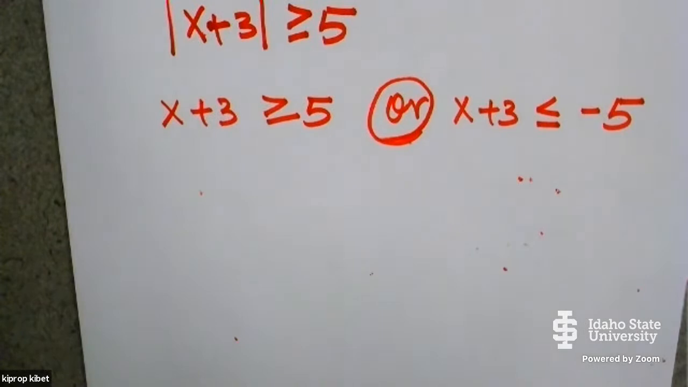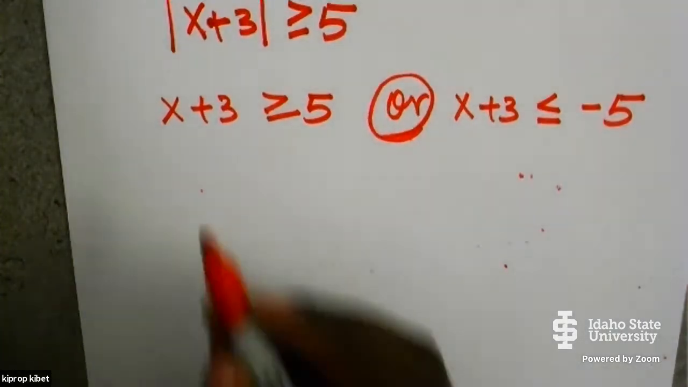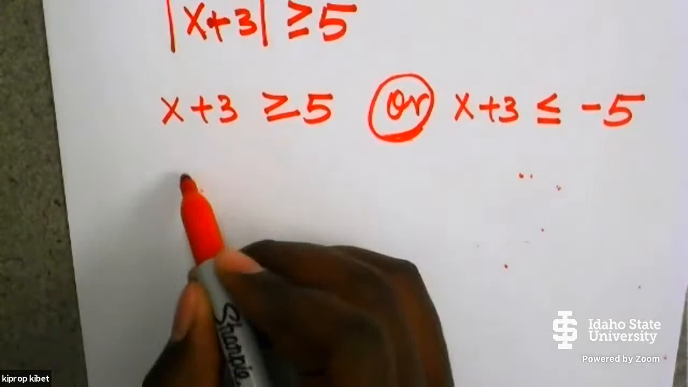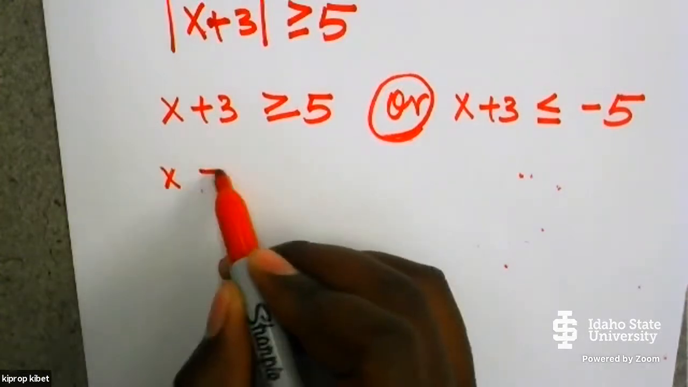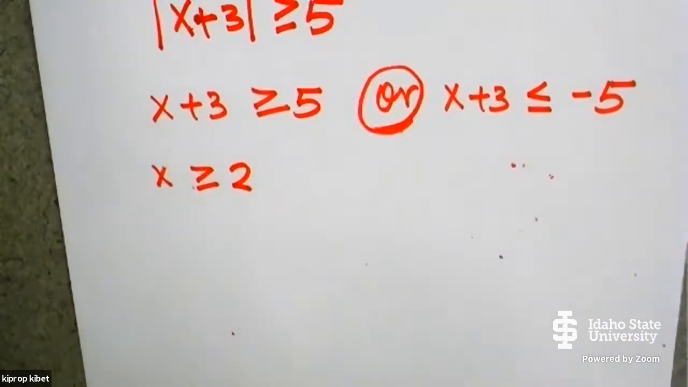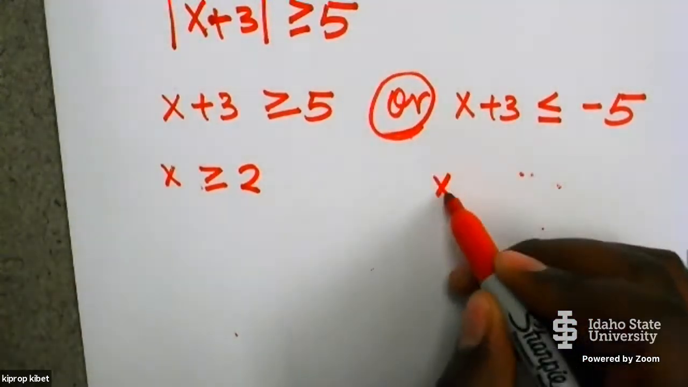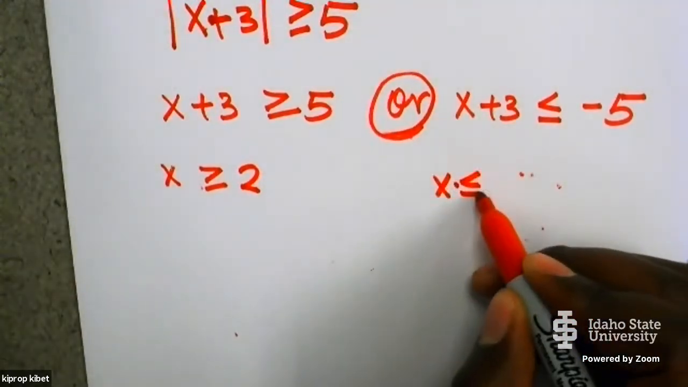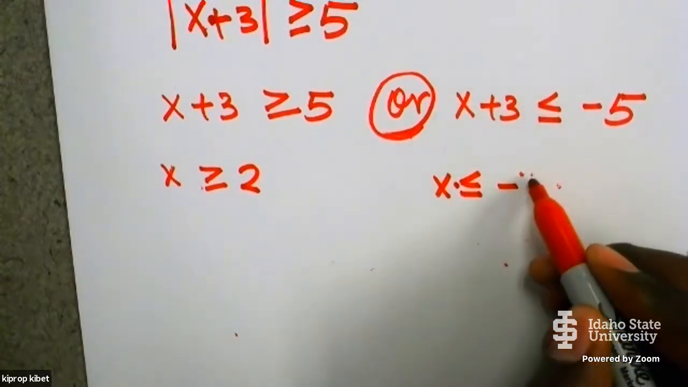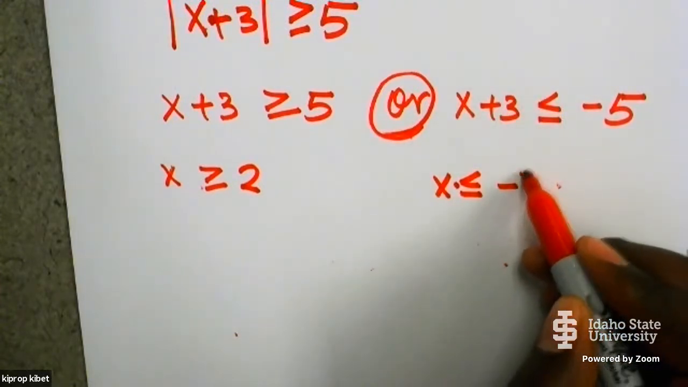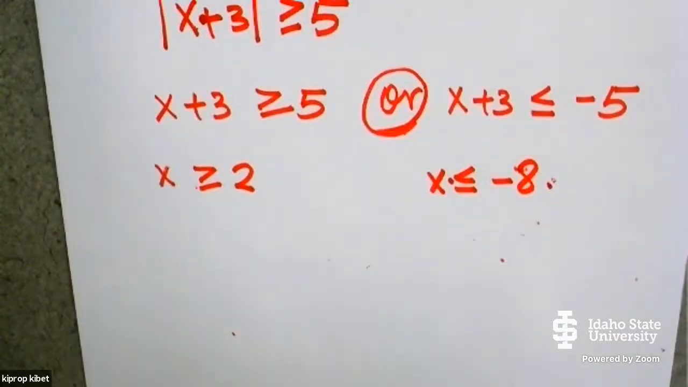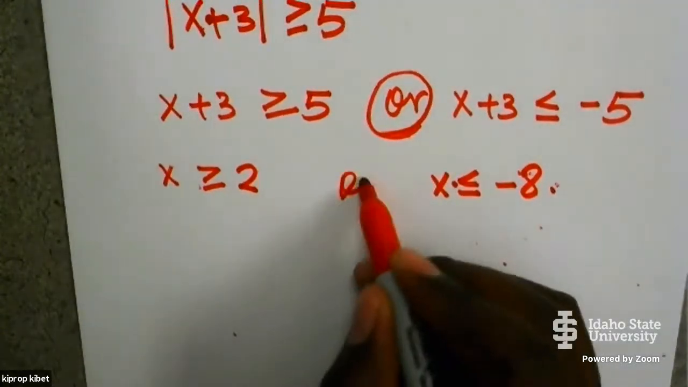Now you get the values of x. Here we take 3 to the other side, so x is greater than or equals to 2. Then here we take 3 to the other side, so x is less or equals to minus what? Negative 8. And then there is 4.